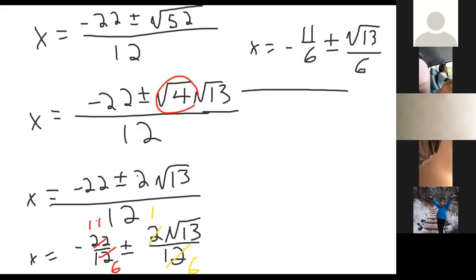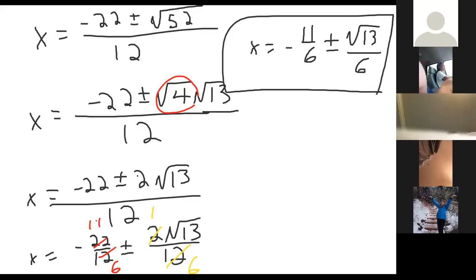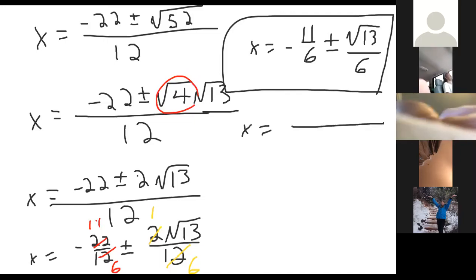Okay, and now this is two answers. It's negative 11 over 6 plus square root of 13 over 6, and it's also negative 11 over 6 minus square root of 13 over 6. I'm looking at the way that they write the answer. They put it back together. So because it's both over 6, they put it back over 6, negative 11 plus or minus square root of 13.